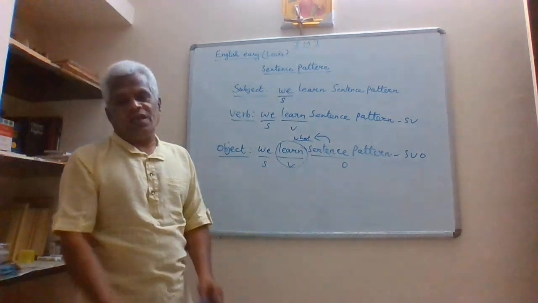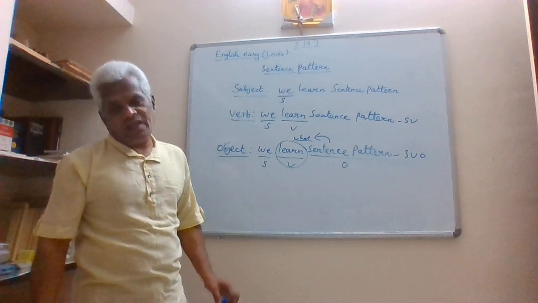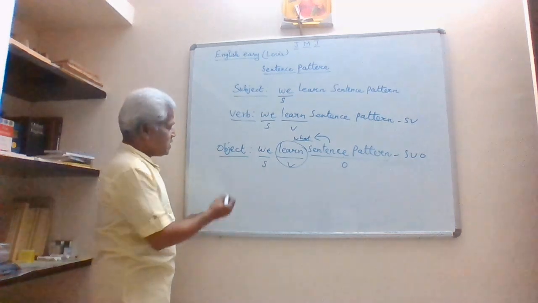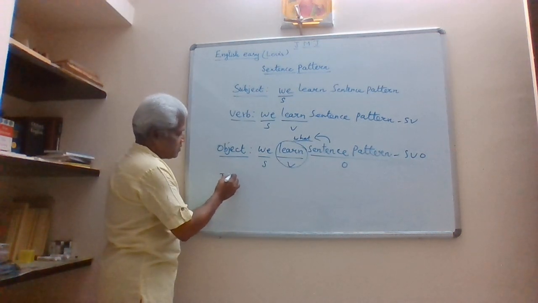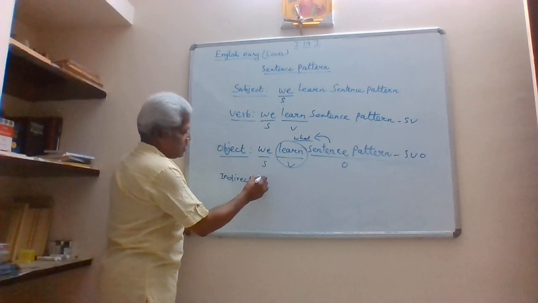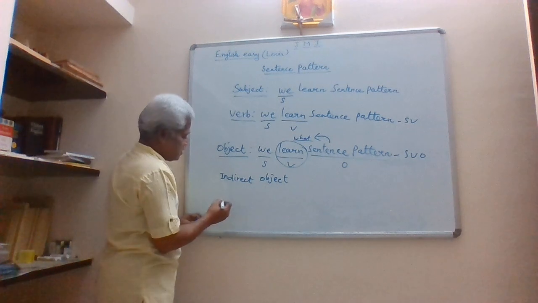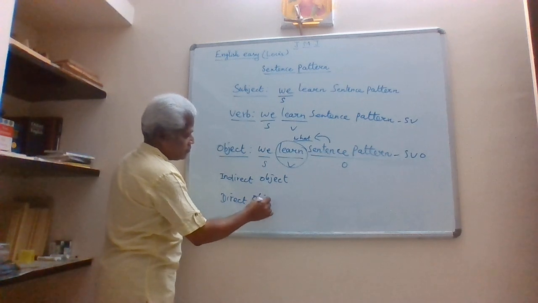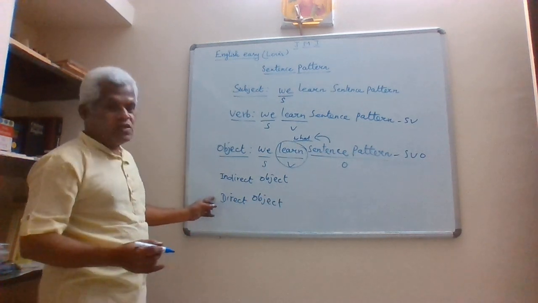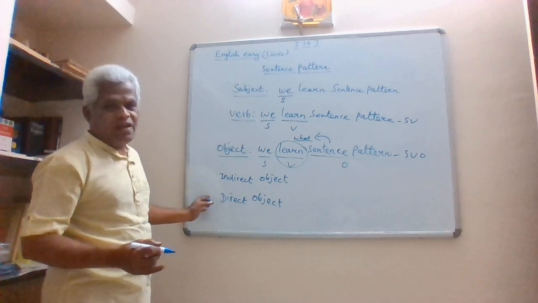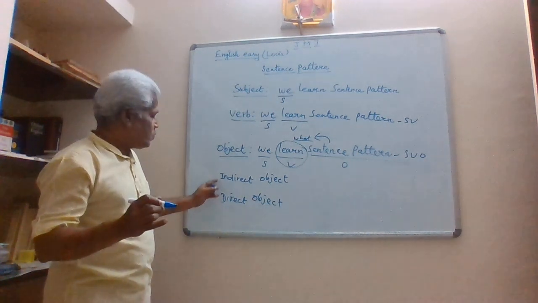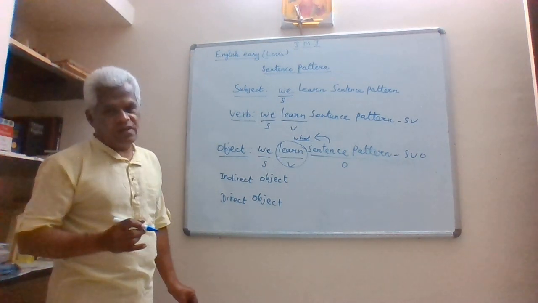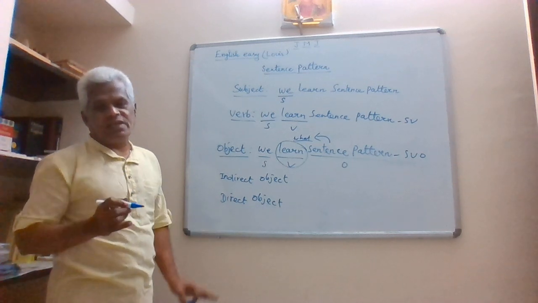Now we come back to another important category in the sentence pattern. There are two different objects. One is known as indirect object. Another one is known as direct object. Now, of course, you can call this first, you can call this second, but it doesn't matter. Remember that there are two objects. One is known as a direct object, another one is known as indirect object. Now, how can we identify that there are two objects in the sentence?